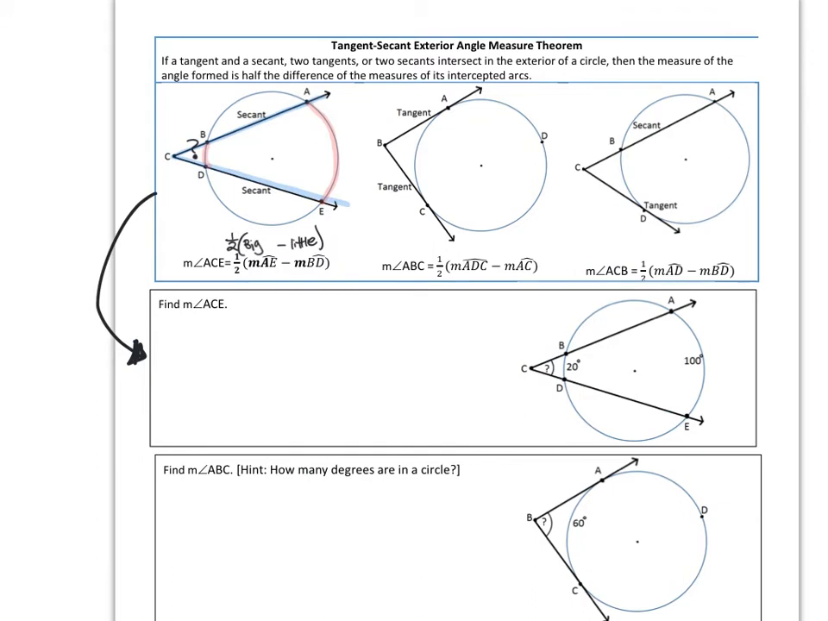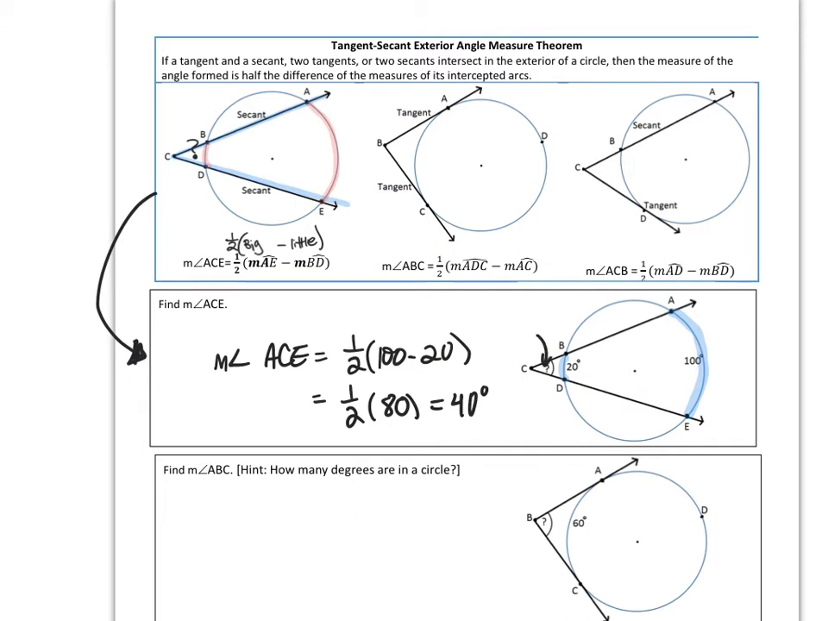Here's an example of that. So in the example we've been given, we have 100 for the measure of arc AE, and we have 20 for the measure of arc BD. So we can write that the measure of angle ACE is going to be 1/2 of 100 minus 20. So that's 1/2 of 80. That's 40 degrees. So the measure of this angle right here is 40 degrees.